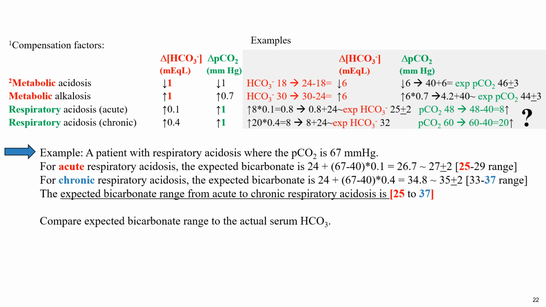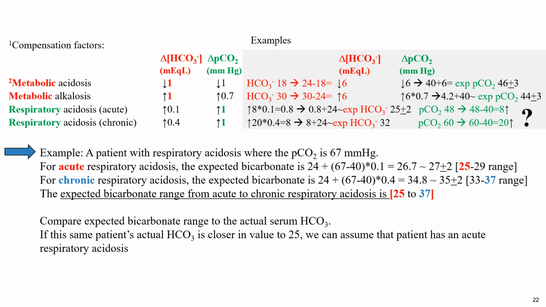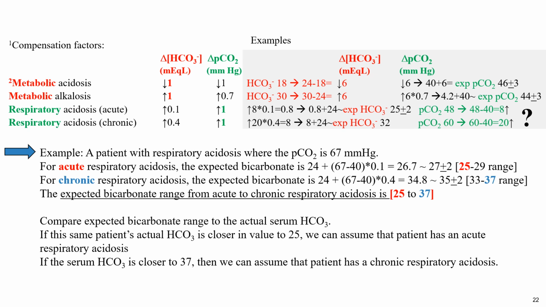We then compare the expected bicarbonate range to the actual serum bicarbonate. If this same patient's actual bicarbonate is closer in value to 25, we can assume that the patient has an acute respiratory acidosis. If the serum bicarbonate is closer to 37, then we can assume that the patient has a chronic respiratory acidosis. However, when the actual serum bicarbonate is outside the range of 25 to 37, it means that the patient also has another process other than the current respiratory acidosis.